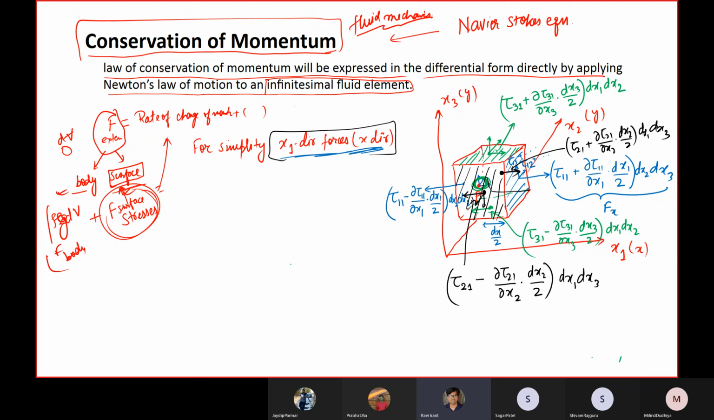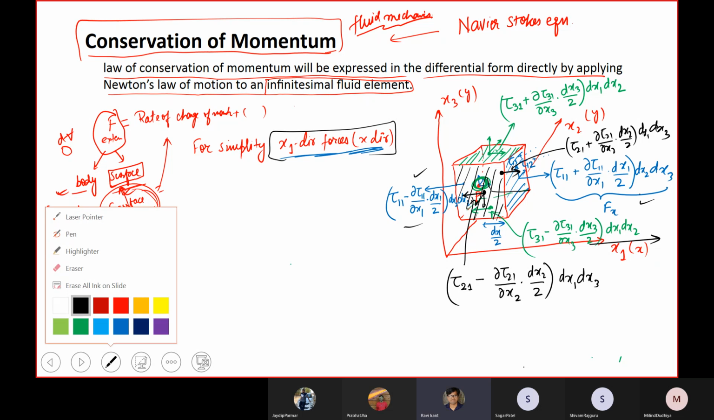Okay, now let me summarize all the x direction forces in summation manner. Let me write that and let's see what happens. I'm summing all the forces in x1 direction. I'm writing the first force in blue color. So tau 11 on the right hand side is my positive x direction, so this minus this minus this. So tau 11. Let me write it color wise only, otherwise you will get confused.